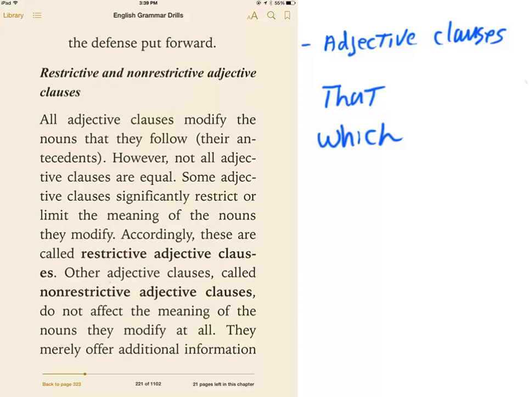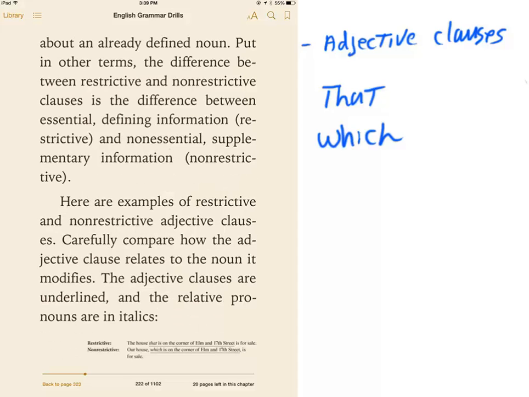Okay, let's take a look at some examples here. It says, here are some examples of restricted and non-restricted clauses. And we're going to come down here where you can see them a little bit. They're a little small. The house that is on the corner of Elm and 17th is for sale. Okay, this is a restrictive clause. It tells a lot about the house. If we say it without it, the house is for sale.